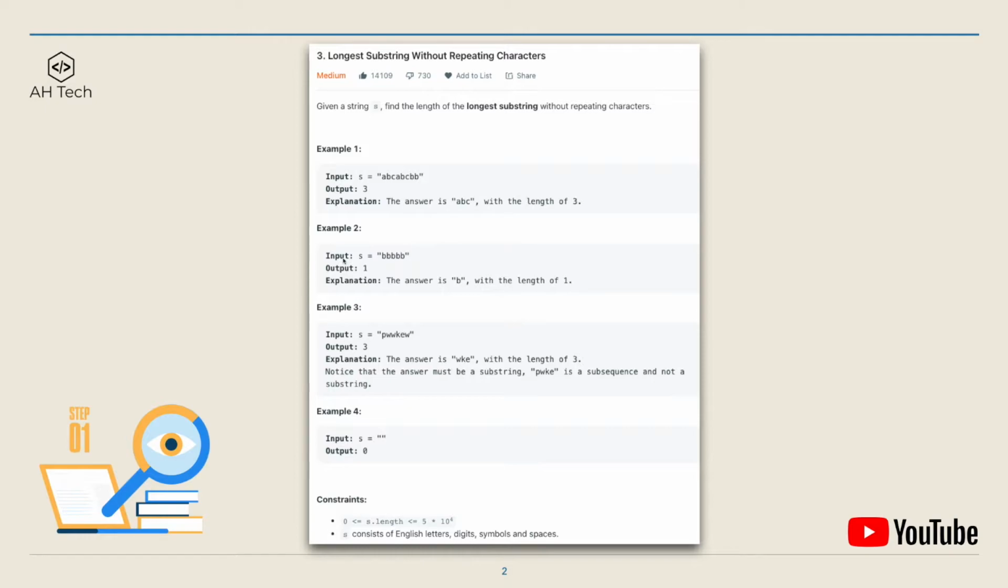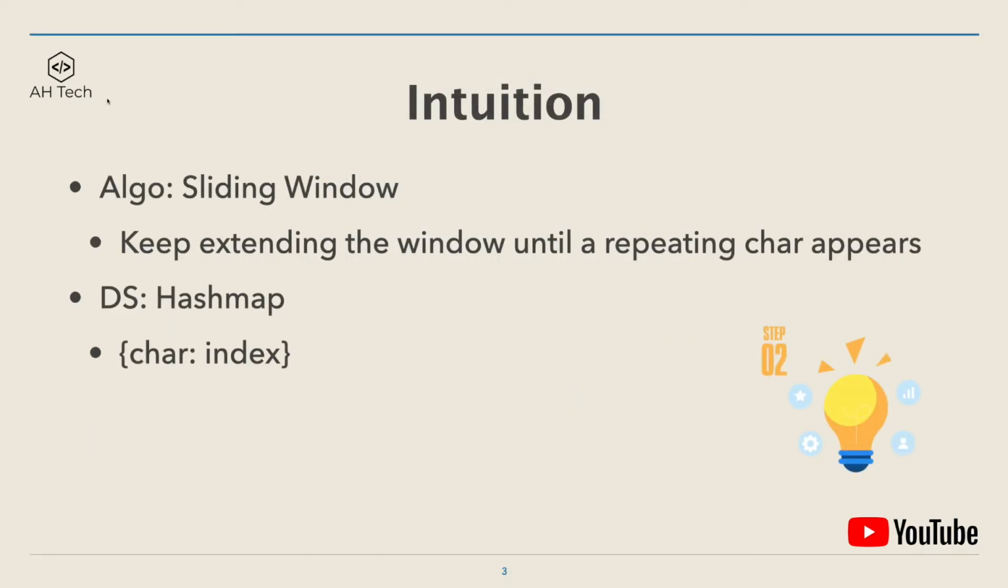And this is a very important string question because it involves two very important techniques in data structure. The algorithm is sliding window, which is two pointers. The idea is we will maintain a sliding window and keep extending it until a repeating character appears. And the data structure we will use to keep track of the repeating characters is a hash map, where we store the character as a key and the index of that character as a value in the hash map.